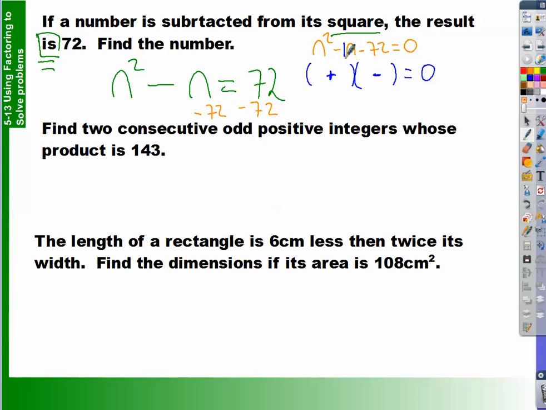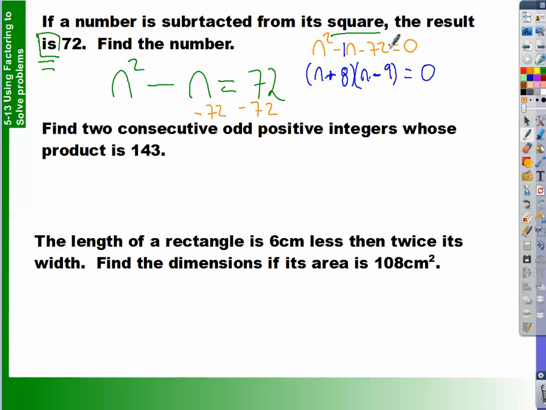Let's see if the class has figured it out yet. All right. Do I have any volunteers to give us the factored form expression of n squared minus n minus 72 is equal to 0? Sophie? Is it the quantity n minus 9 times the quantity n plus 8? Well, let's double check. 8 times negative 9 is? Negative 72. All right, that works out. Negative 9 plus 8 is? All right, so we factored it correctly. But we're not done. We're not done.